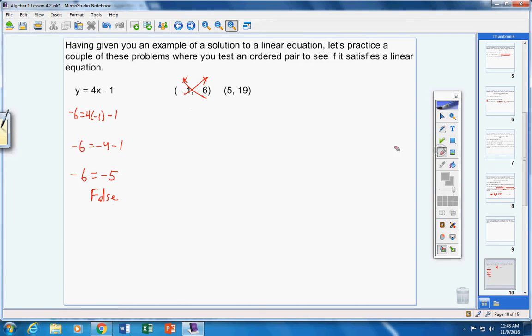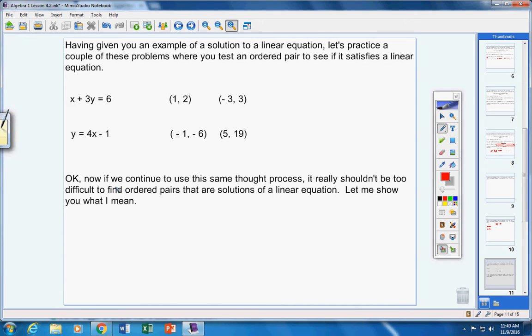Let's try the next one. 5 is my x. 19 is my y. And let's see what happens. 19 equals 4 times 5 is 20 minus 1 is 19. Check. Yes. This ordered pair is a solution. Okay. Guys, this is really simple stuff.